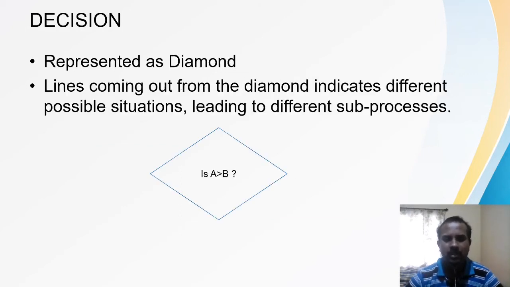Next is decision. Decision is represented in the diamond structure or the rhombus structure. So while coming to the decision, you will have a certain condition in the decision, and the branches or the lines coming out of the decision structure will lead to different sub-processes. For example, if the condition is true, then it takes you to one subroutine. If the condition is false, then it takes you to another subroutine or another set of lines. Okay.